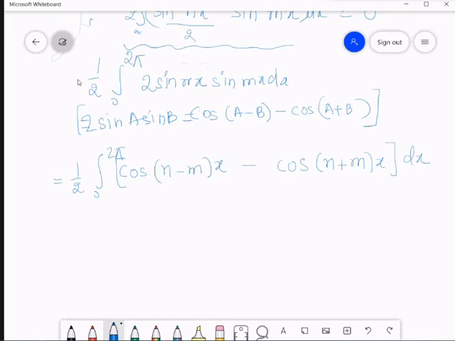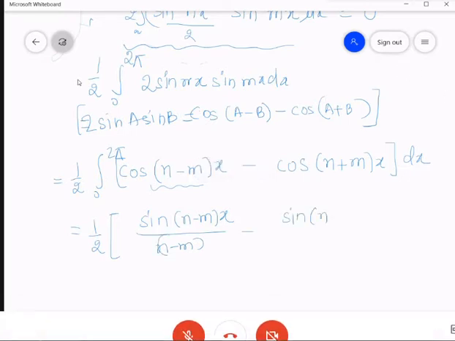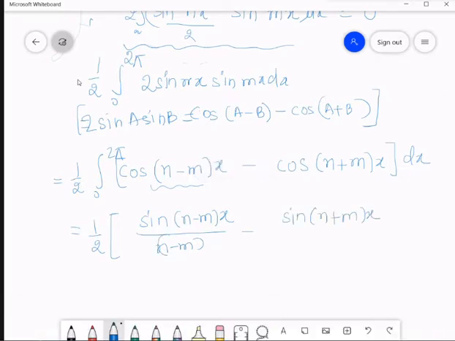Okay, so now what will this be equal to? Integration of cos is nothing but sine. So I'll have sine (n minus m) times x divided by this coefficient of x, so it will be n minus m, minus sine (n plus m)x, entire thing divided by n plus m. Okay, now we'll put the limits for x. x goes from 0 to 2 pi.